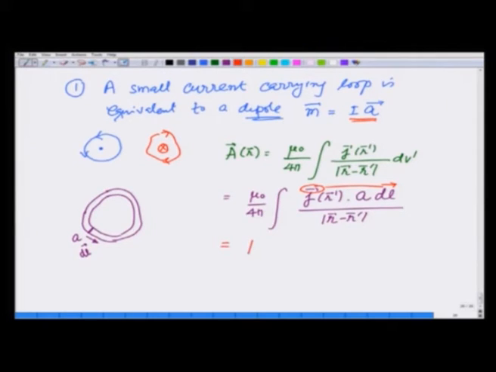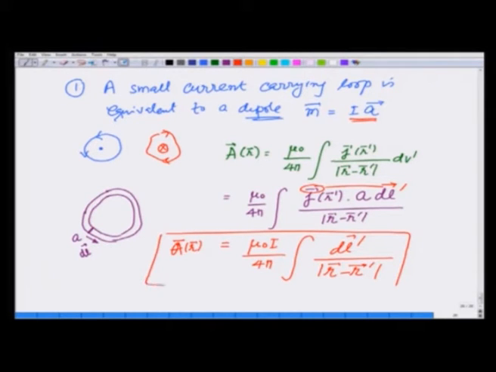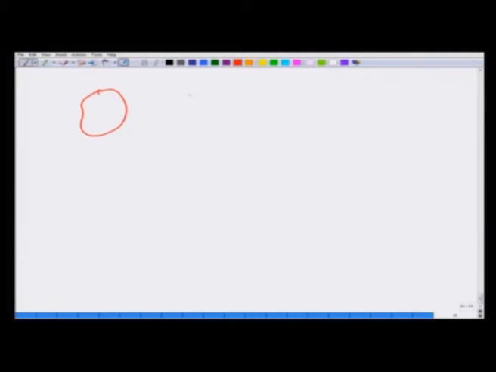So, I can write this as mu 0 I over 4 pi integration d l prime vector over |r minus r prime|. This is my A(r) due to a wire that is carrying current I. So, for a current carrying wire, A at r is given as mu 0 I over 4 pi integration d l prime over |r minus r prime|.